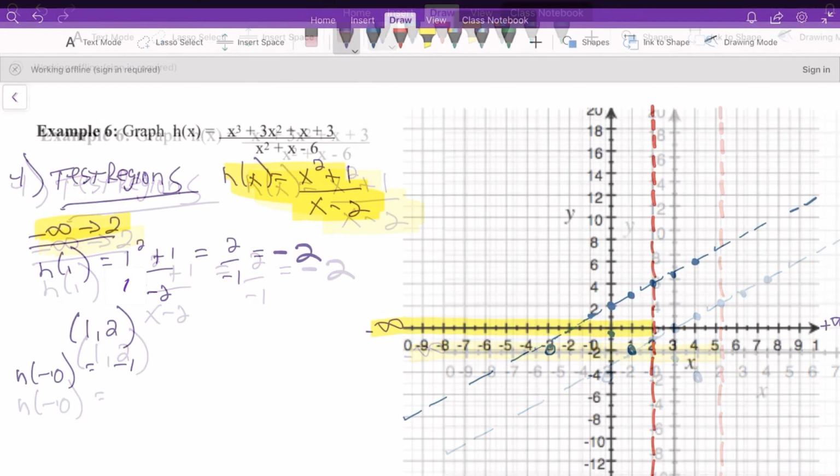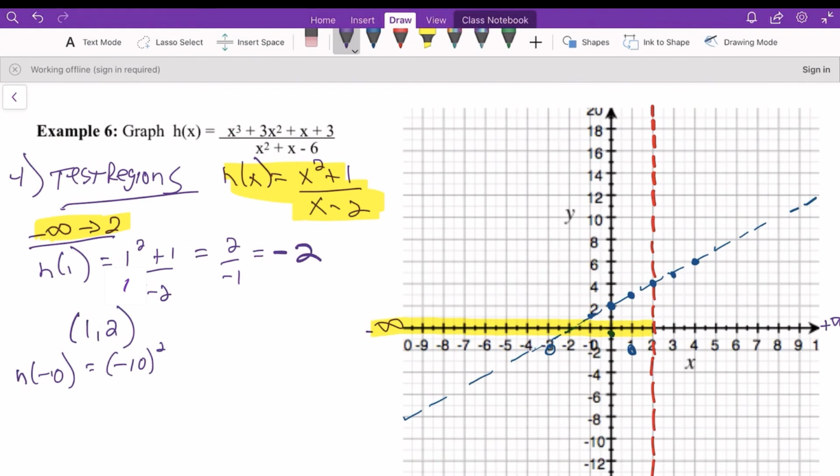So we're going to have -10 squared plus 1 over -10 minus 2. So this is going to give us 101 over -12. So this is going to give us -8 and 5/12. All right, not a great number. We have -10 and then -8 and 5/12.